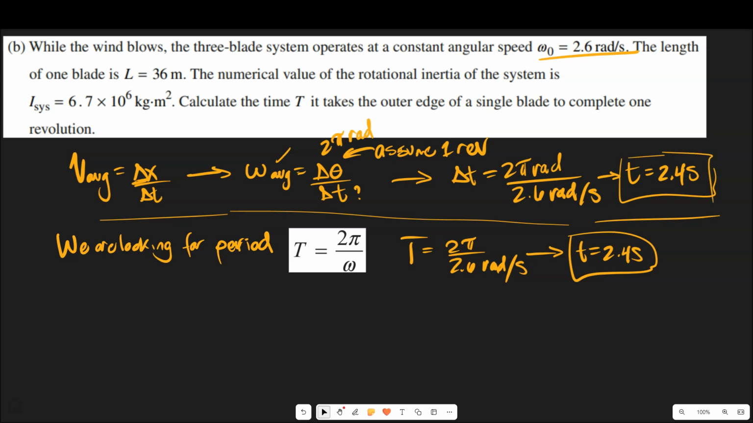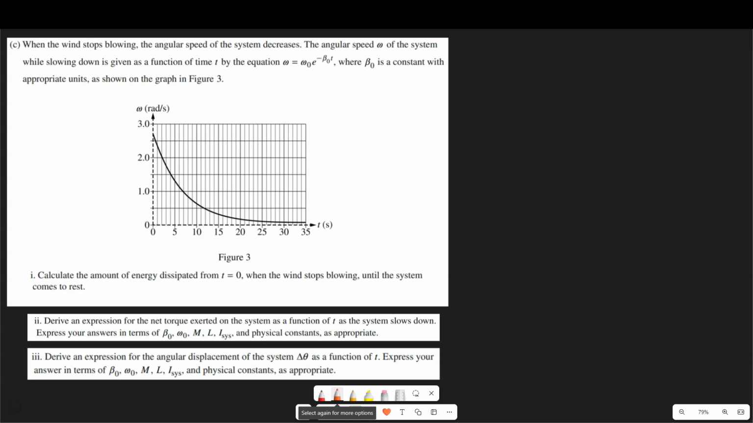Let's take a look at C. Okay, and so C says when the wind stops blowing, the angular speed of the system decreases. The angular speed omega of the system while slowing down is given as a function of time by the equation, where beta naught is constant with appropriate units as shown in the graph here. Calculate the amount of energy dissipated from time equals 0 when the wind stops blowing until the system comes to rest. So when it says comes to rest, that's pretty important.